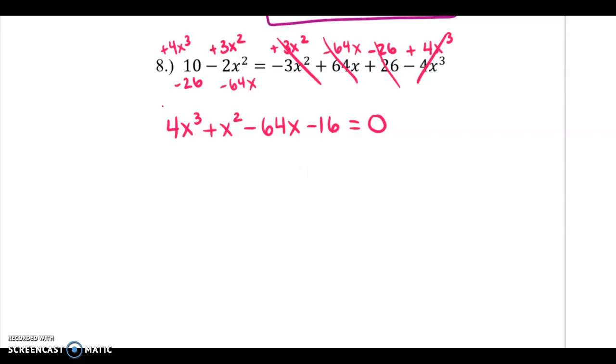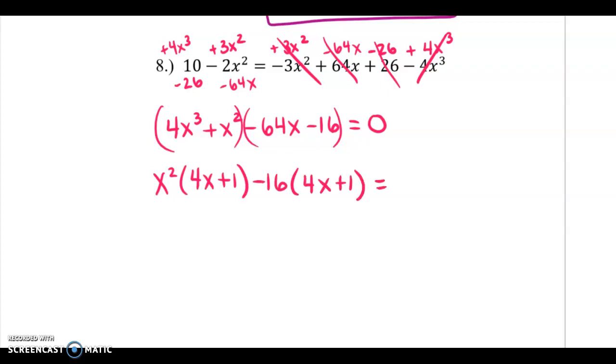All right, factoring by grouping, group the first two, group the second two. X squared leaves me with 4x plus 1. I must be able to pull out a 16 here, and I can pull out a negative 16. It'll give me 4x plus 1. So I get 4x plus 1 as my first set of parentheses, and then I have x squared minus 16 as my second set of parentheses.